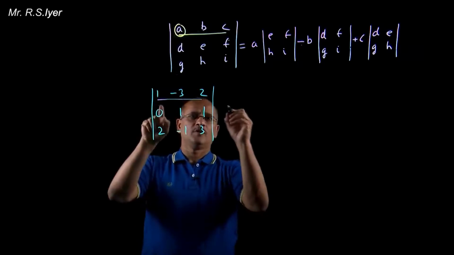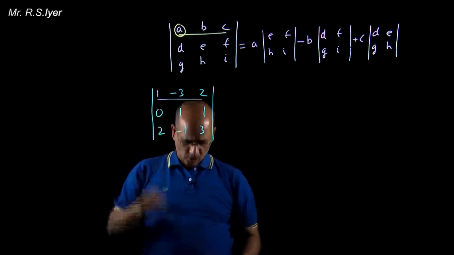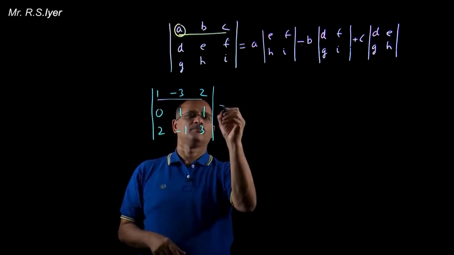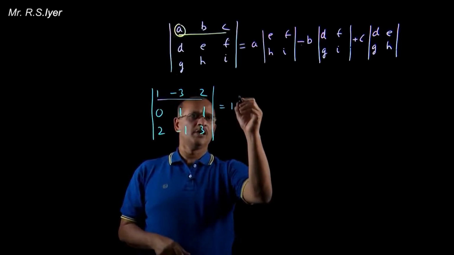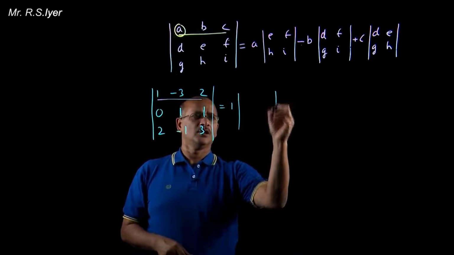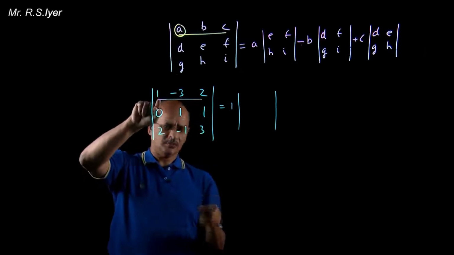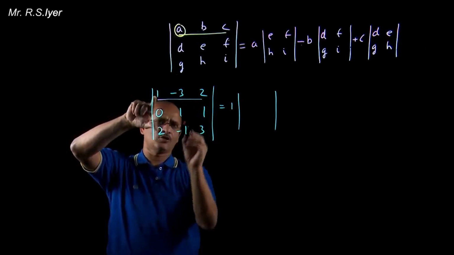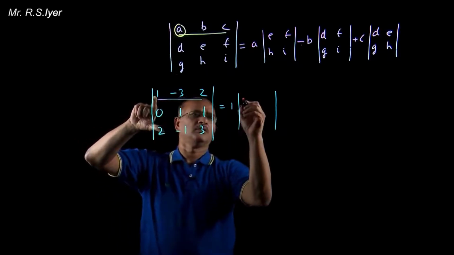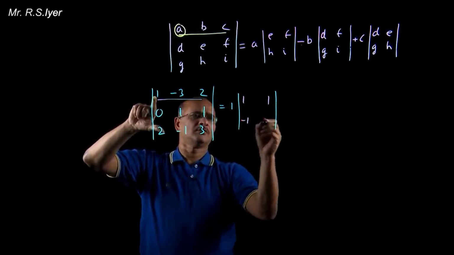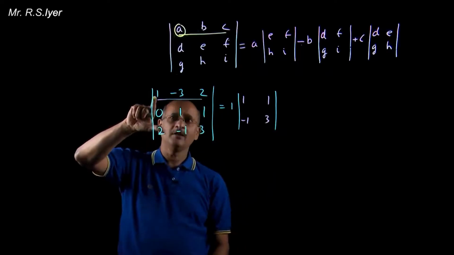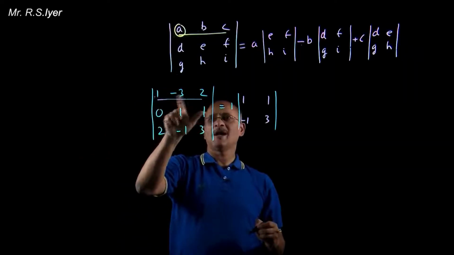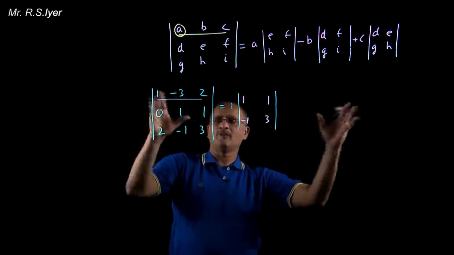First, look at this pattern, which is equal to 1 into its minor. Now what is the minor in this case? Just understand what the minor is. For 1, leave that row and leave that column: 1, 1, minus 1, 3. Then the second term, the sign is minus, because I am taking the first row and opening up.